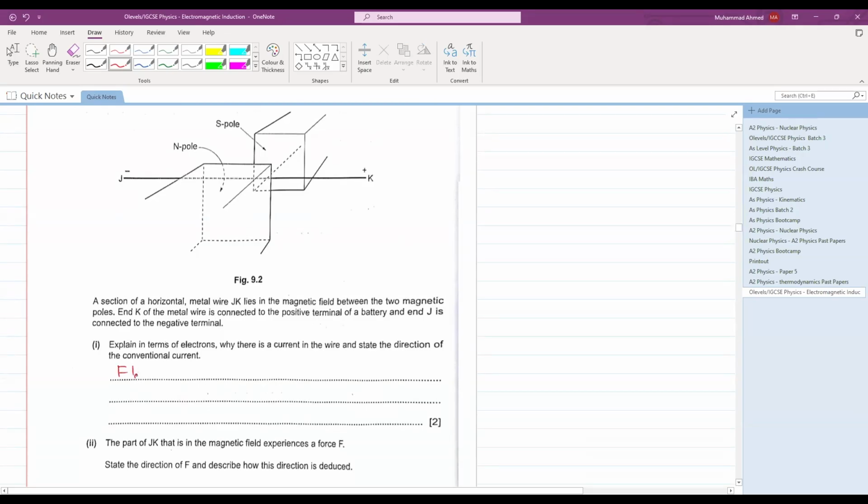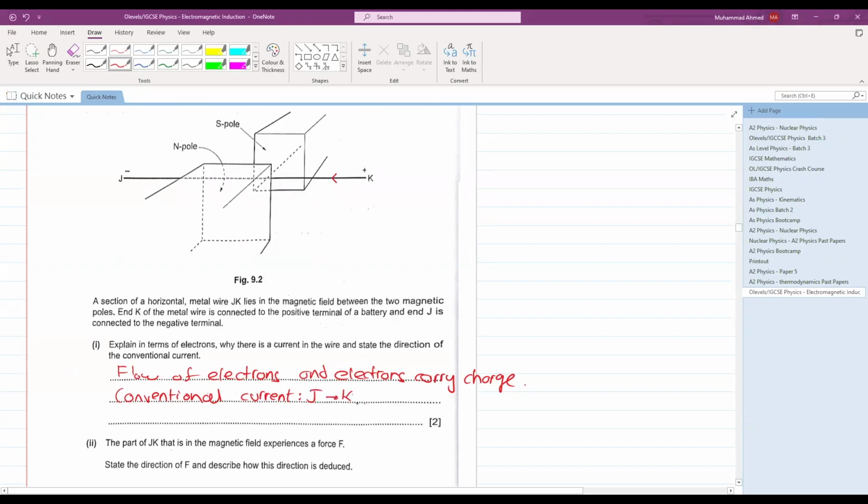Due to the flow of electrons, and electrons carry charge. Simple. What is the direction of conventional current? The conventional current always flows from positive terminal to negative terminal, that is from point J to point K.